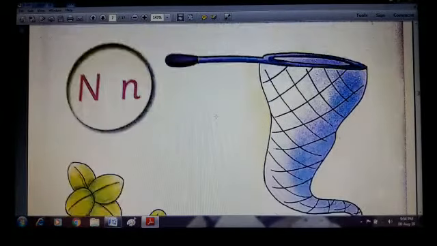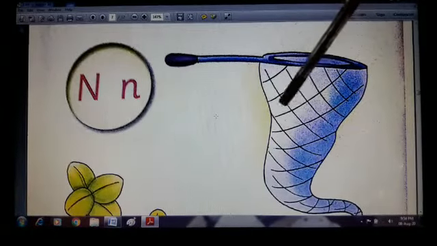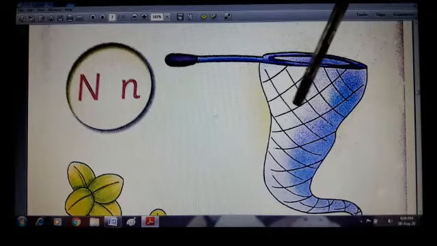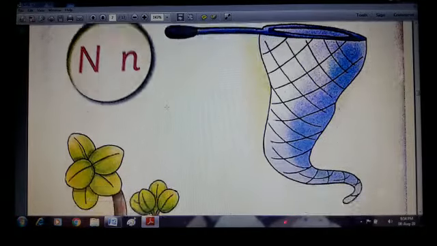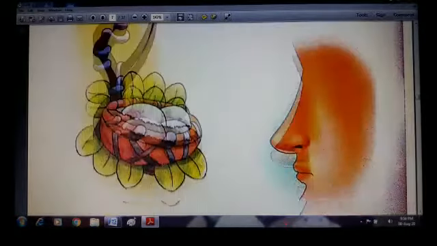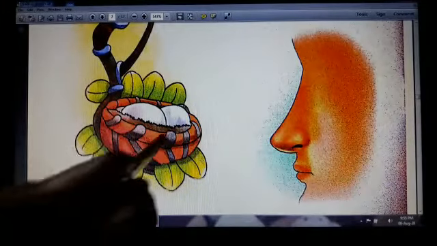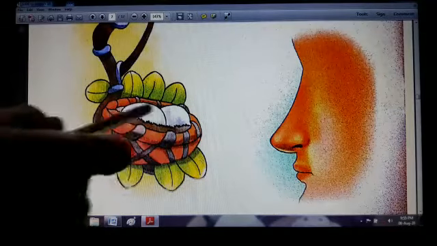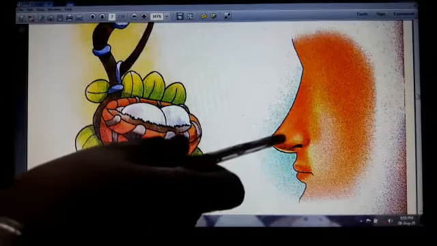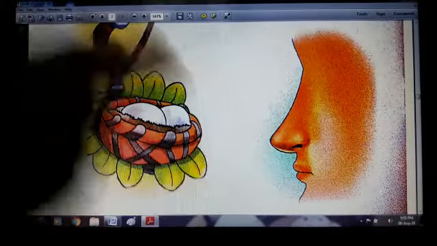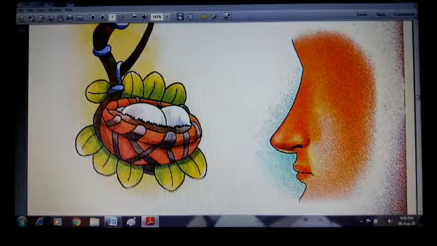So here is a picture of net, net mane jal. N is for net, N-E-T, net, net mane jal, okay. Next one is nest, N-E-S-T, nest, nest means pakhir basha. Nest mane ki pakhir basha. Now next one is N is for nose. Nose mane naak. We smell with our nose.